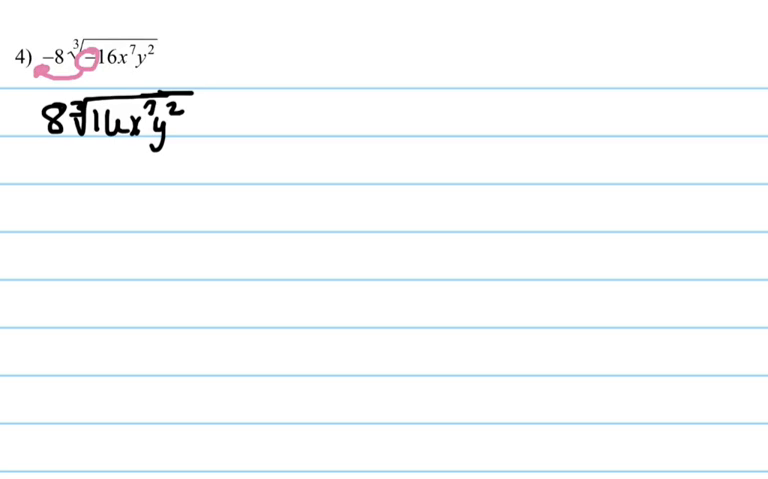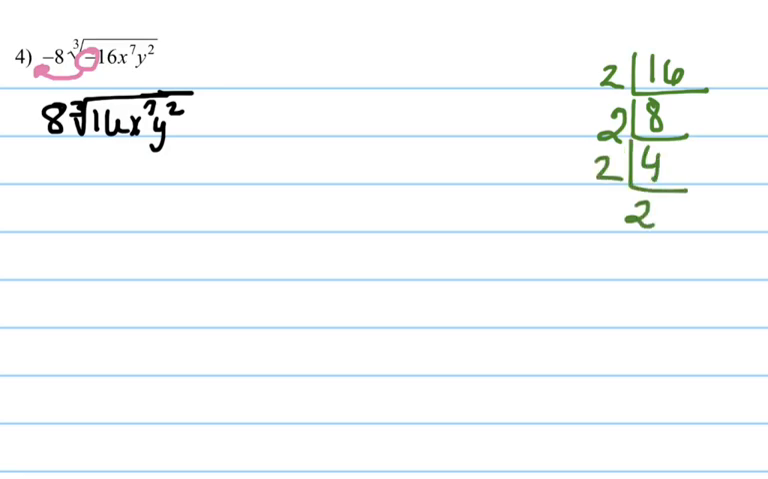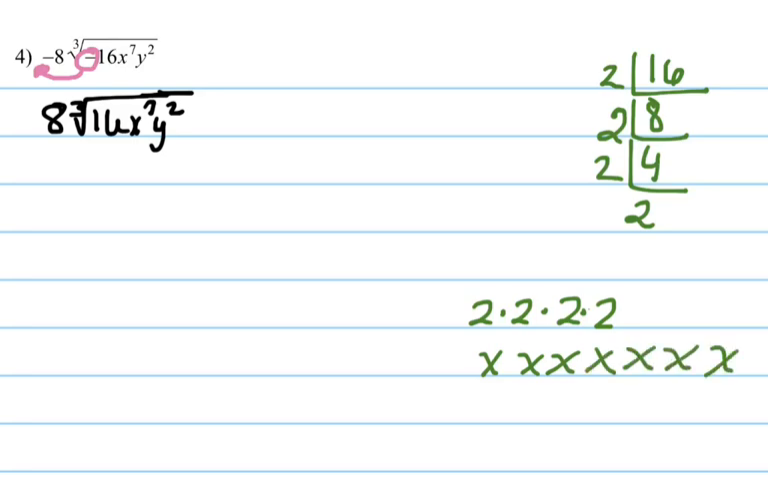And then I'm going to take that 16 and I'm going to identify the factors. 16 is even, so start with 2s. 8 is also even, divided by 2 gives us 4, which is divisible by 2, giving us 2. So writing out my factors in a list. And writing out my x's, I had 7 of them. And I have 2 y's.